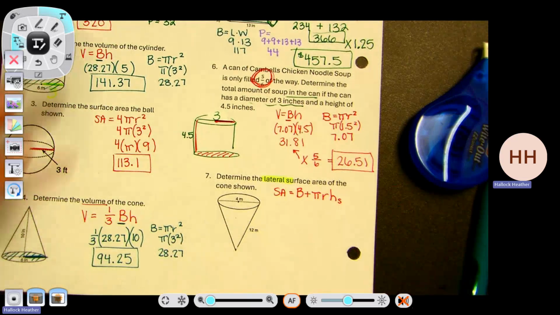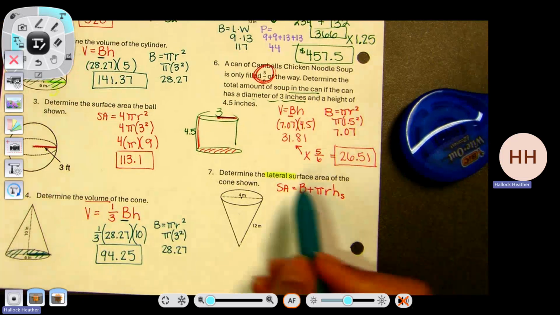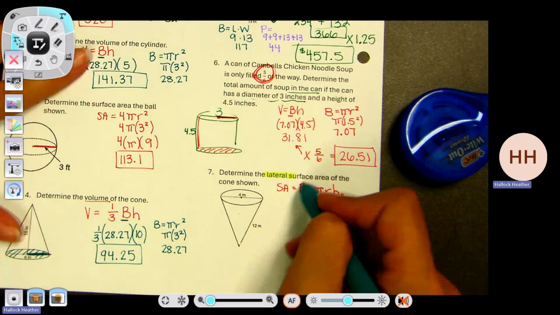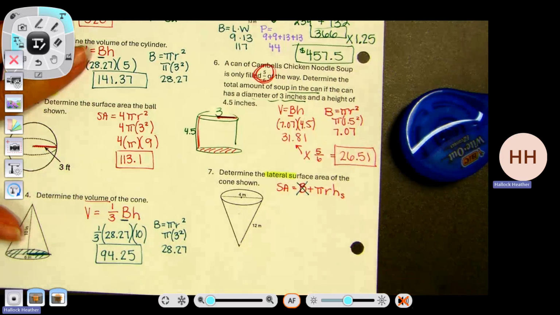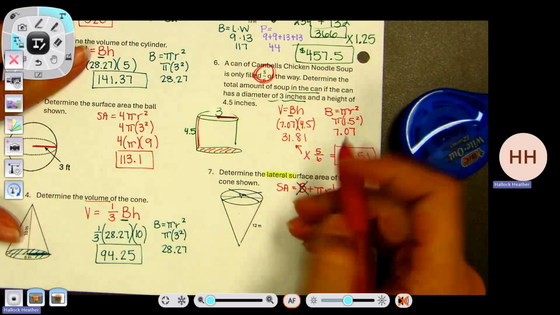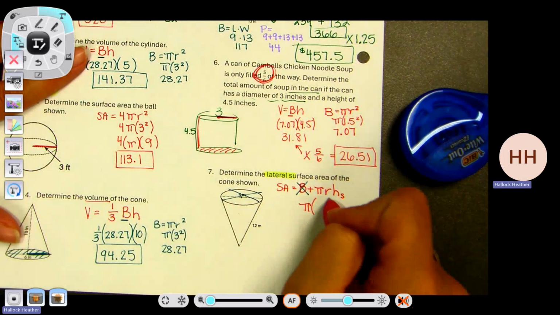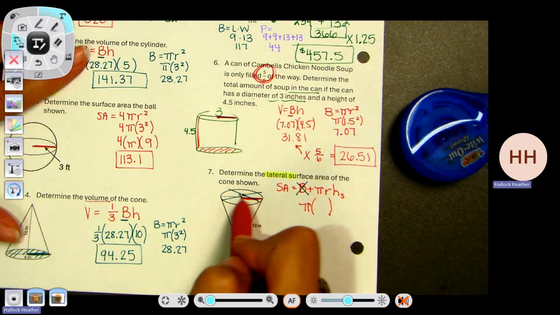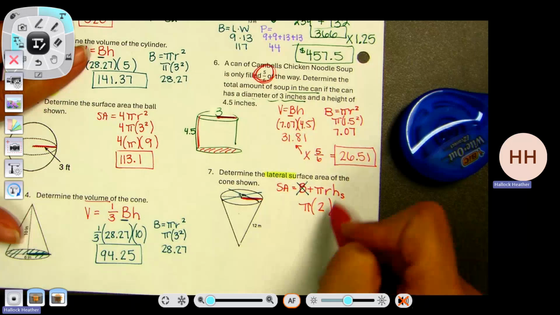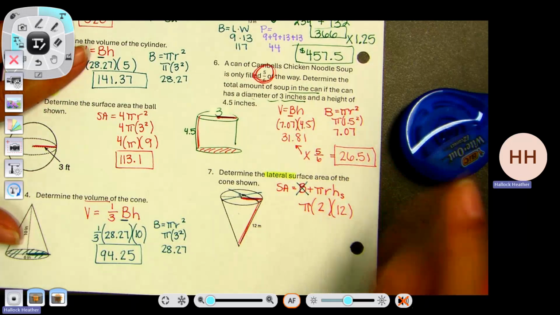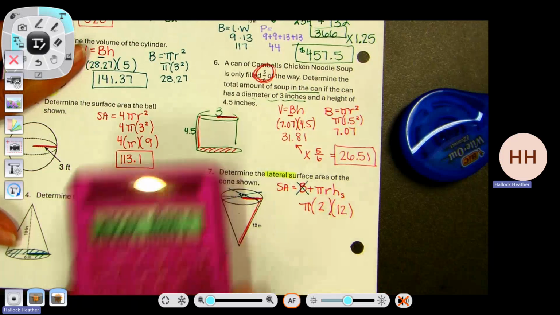So lateral surface area does not include the base. Lateral is just the side. So it's just this cone part. So we do not even need to use capital B because we don't want the base at all. We're just going to plug in these numbers and multiply them. So we have pi times my radius, which is not 4, that goes all the way across. So 2 is my radius. And my slant height is 12. So I just need to multiply these, and then I have my answer.